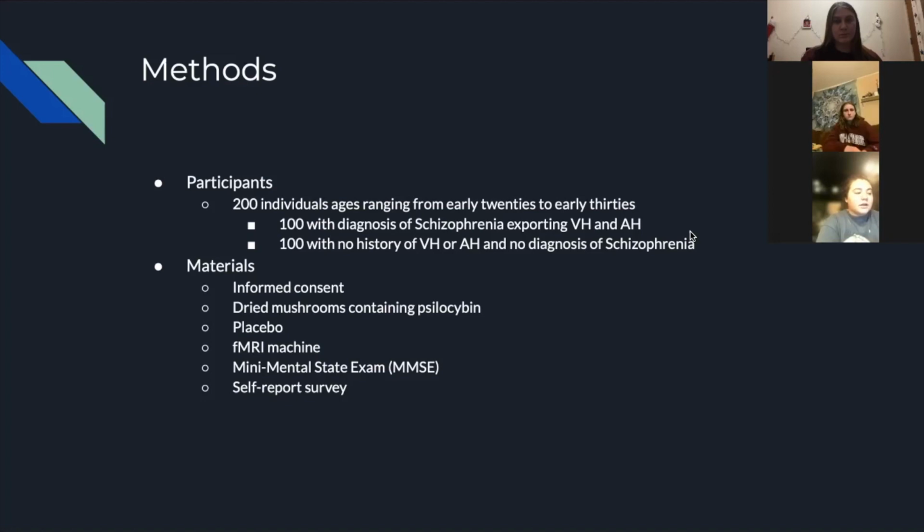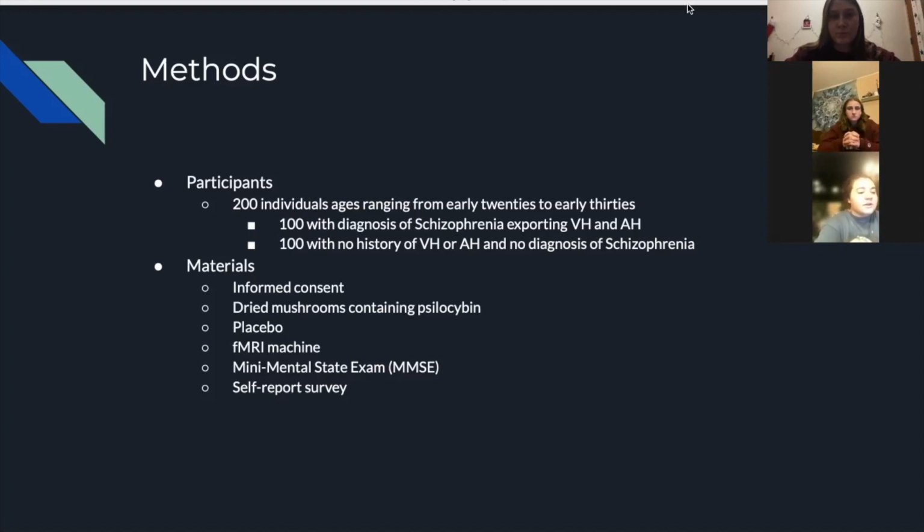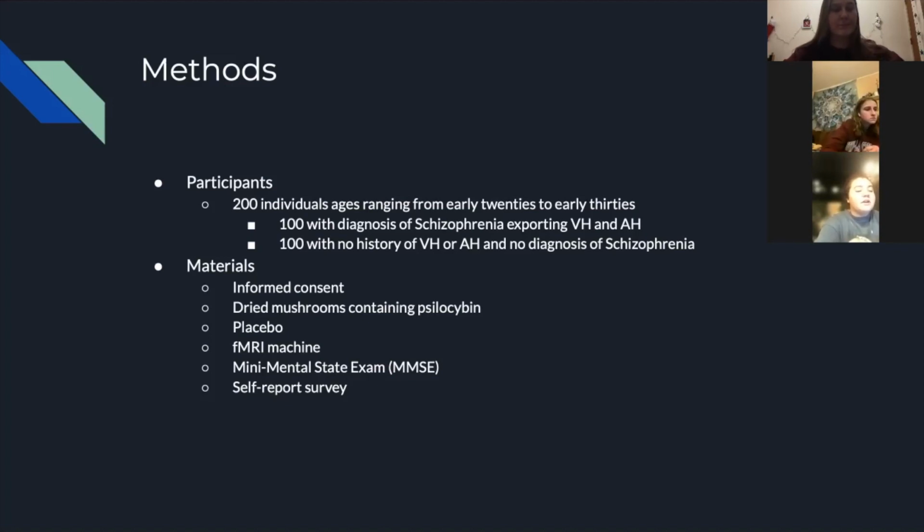We'll be conducting our mock study. For the methods we will be using with participants, we will be using 200 individuals. 100 of those will be participants who are diagnosed with schizophrenia and have a known history of reporting experiencing visual or auditory hallucinations. Of those 100, the participants will be randomly assigned into 2 subgroups, which will have 50 individuals in each. One subgroup will be receiving mushrooms and the other will be receiving the placebo. There will then be a second main group of 100 participants with no known history of visual or auditory hallucination and no diagnosis of schizophrenia. That group will also be split up into 2 subgroups with 50 individuals each, one group receiving the mushrooms and one group receiving a placebo.